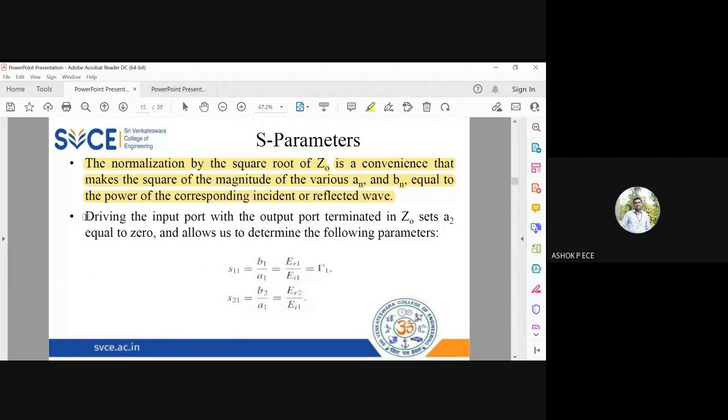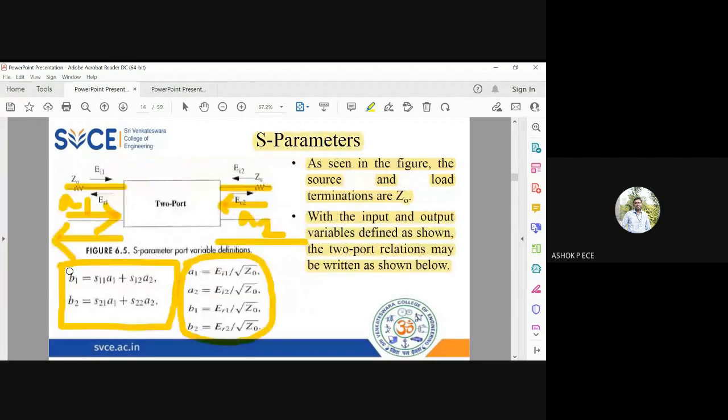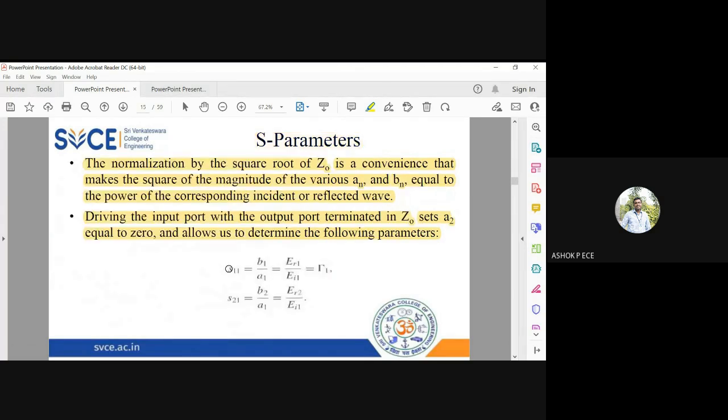From the S parameter equation, we can find four parameters: S11, S12, S21, and S22. If you put A2 equal to 0, I can find S11 and S21. See here, with A2 equal to 0, S11 equals B1 by A1. Both happen at port 1, so I can call S11 the reflection coefficient at port 1.